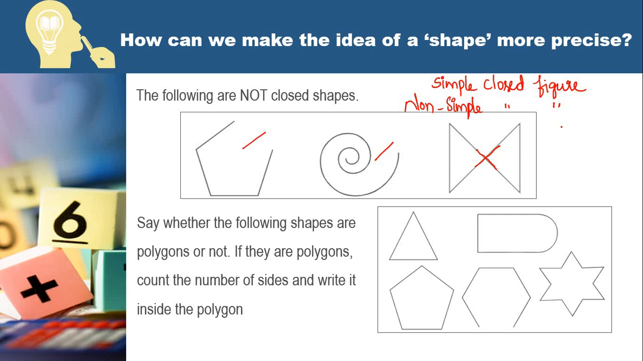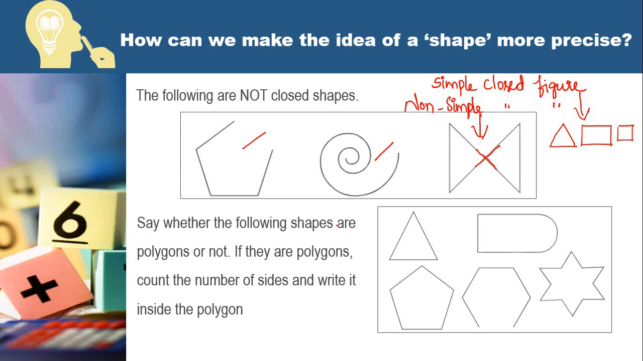Okay, children, what is a simple closed figure? Example, triangle, rectangle, square. These are simple closed figures bounded by line segments and they never intersect. But here intersection is there. These are the examples of simple closed figures, and this is the example of non-simple closed figure. So it is not a closed shape when discussed in polygons. Okay, children?